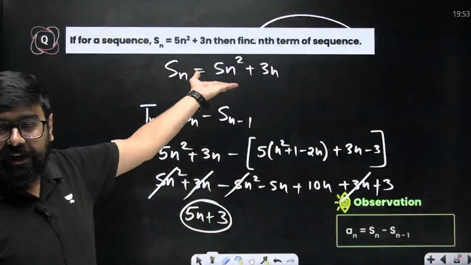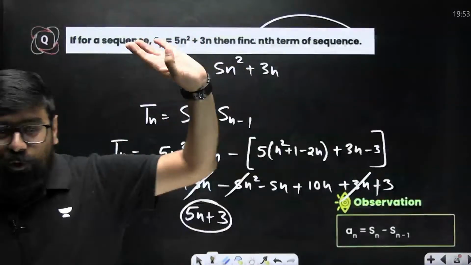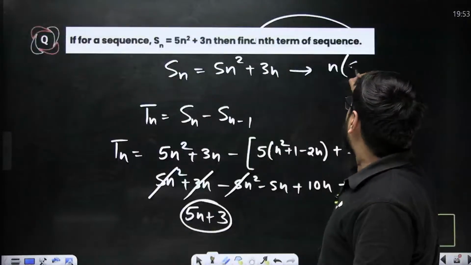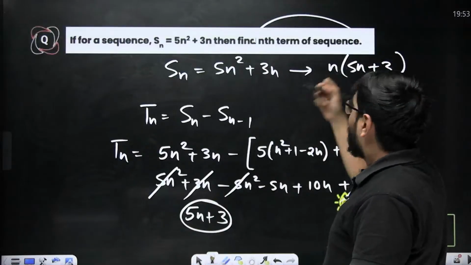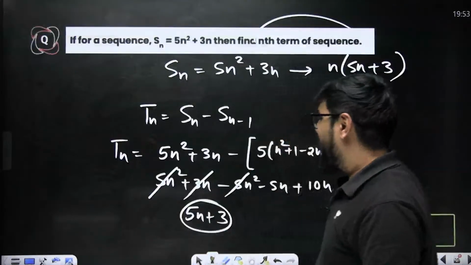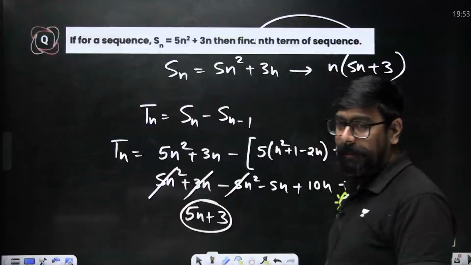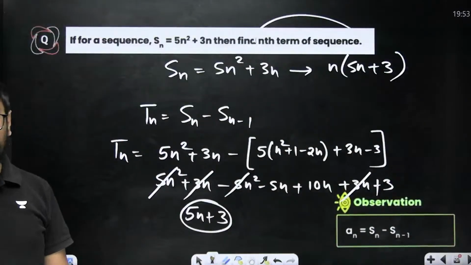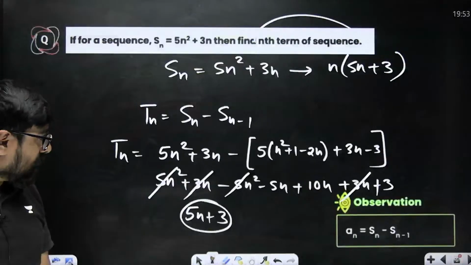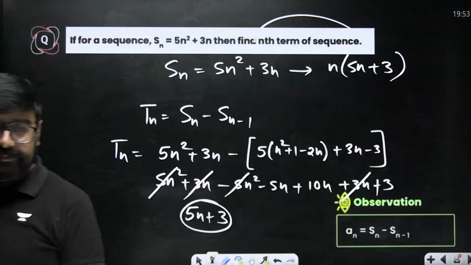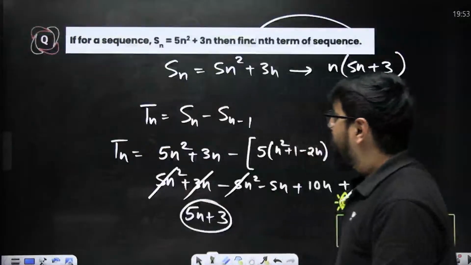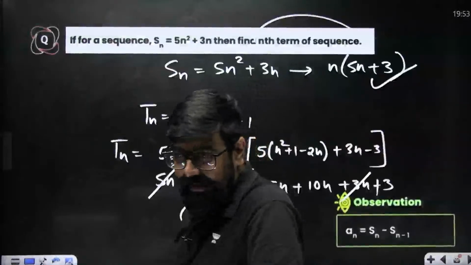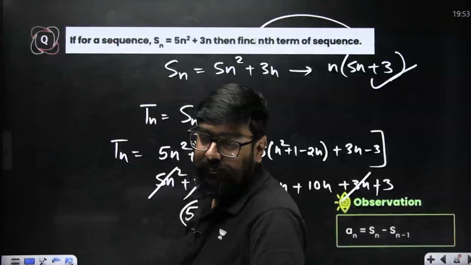We could have given the answer directly over here: n common, 5n plus 3. Correct? Yes or no? Yes. Are we clear? We could have given the direct answer if some expression of Sn is written. We got our marks. All right.